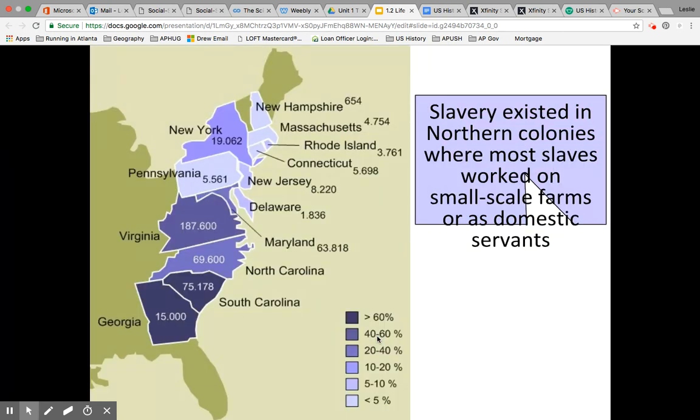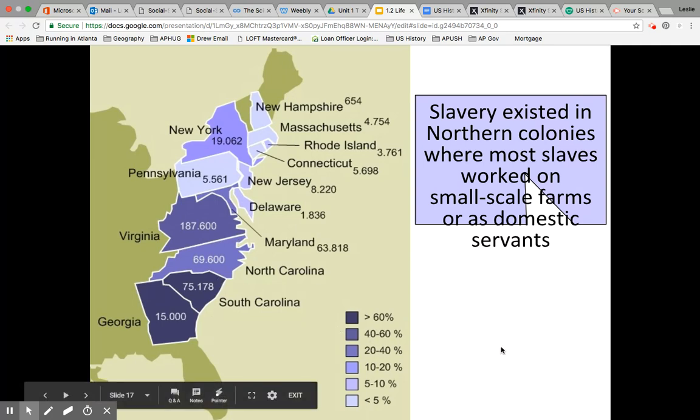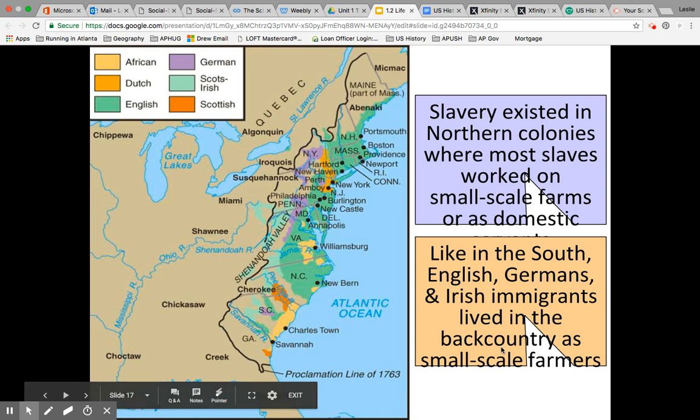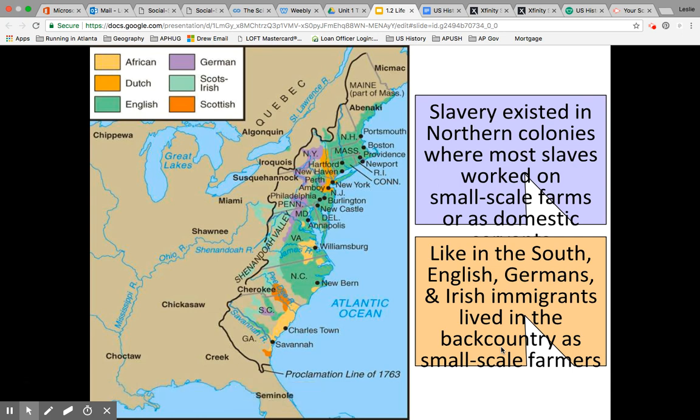So to say that slavery only existed in the South is not true. During the colonial period, slavery existed in the northern colonies. So they exist in New England, they exist in the Mid-Atlantic colonies. Slaves in New England and the Mid-Atlantic colonies worked primarily on small-scale farms or as domestic servants. But the percentage of slaves living in those areas was much, much less, as you can see in this graphic here. So, like in the South, English, German, and Irish immigrants in the New England and Mid-Atlantic colonies lived in the back country as small-scale farmers.